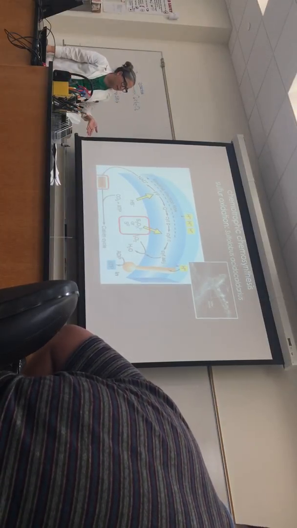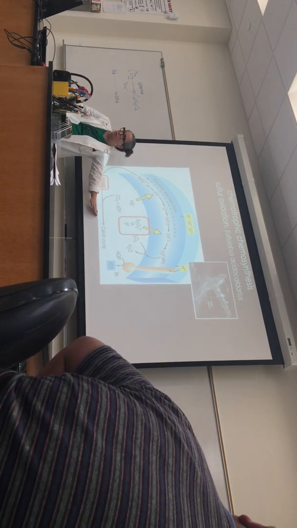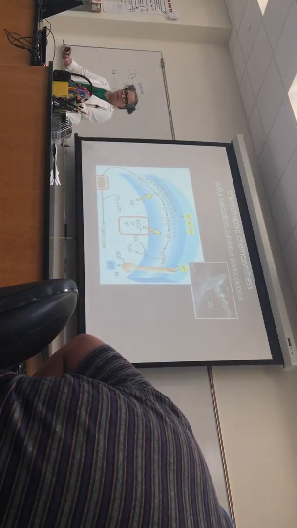So where do we get the electrons? Sulfur. Where do they go? They go to fix CO2. Are you seeing a pattern? We're collecting electrons and we're using them to fix CO2.